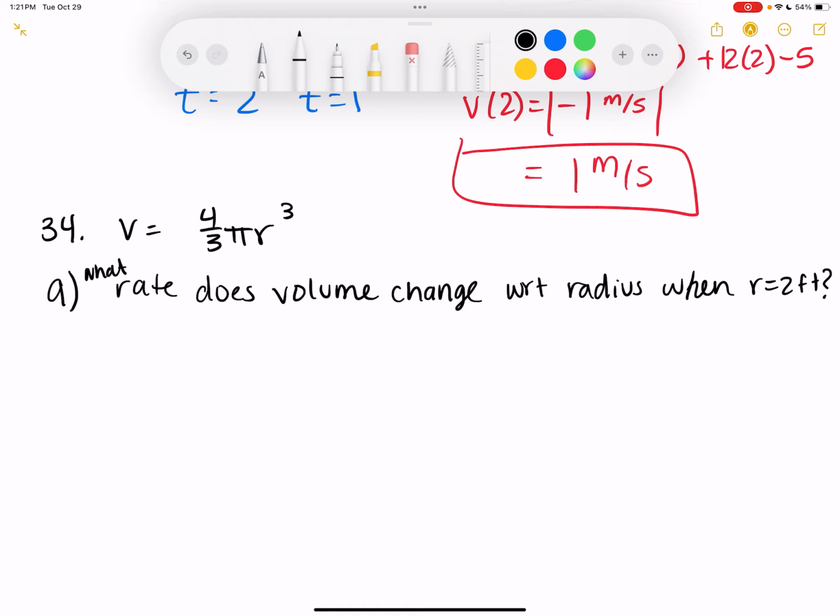Okay. So the rate the volume is changing, we would need to take the derivative. So what is dV/dr? 4 pi r squared. I said dB/dr, not dV/dr, because I heard you say B. When the radius is 2, I would have 4 pi times 2 squared, which is 16 pi.